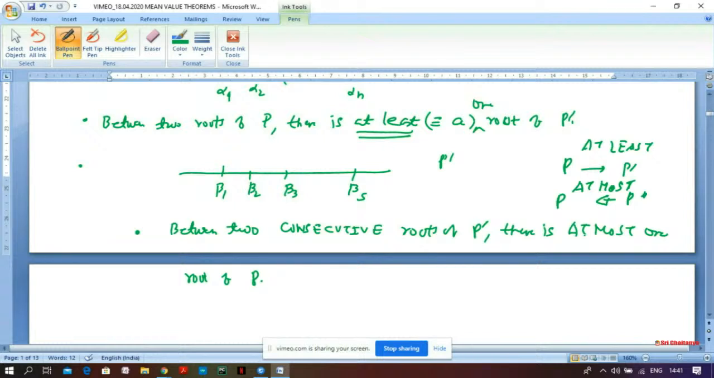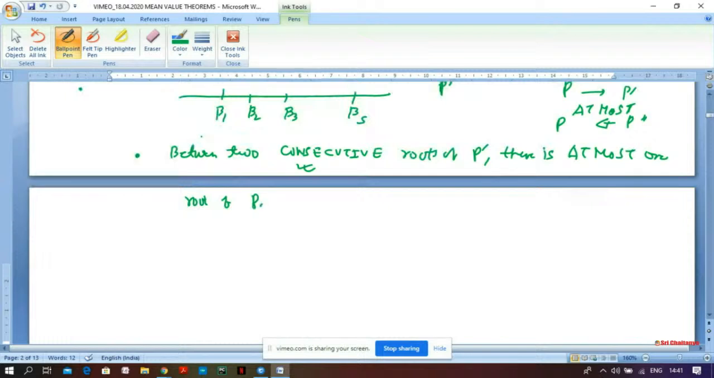Now, if you know the roots of p prime, then I will say between two consecutive roots of p prime, there is at most one root of p. Again, this is equivalent to the above statement, or Rolle's theorem, you say. Why? Because I will prove it by contradiction. This is an important proof, an important idea.